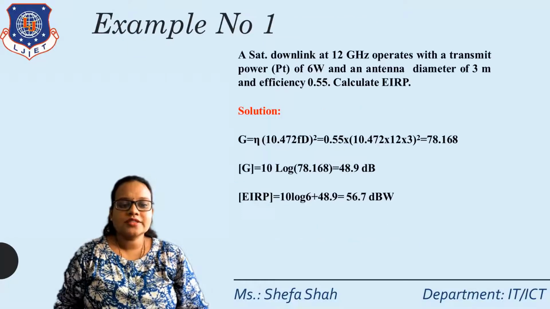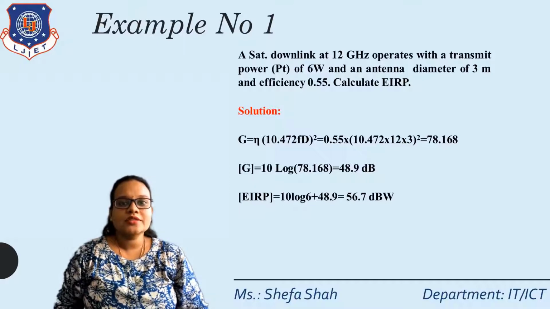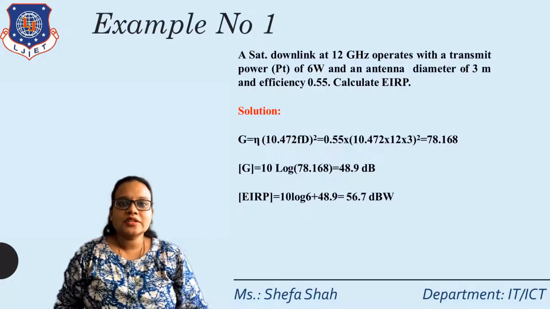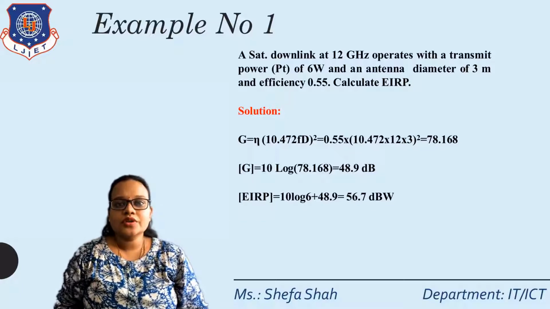Now, example 1 states that a satellite downlink at 12 gigahertz operates with transmit power PT of 6 watt and an antenna of diameter 3 meter and efficiency 0.55. Calculate EIRP. So in this question we are given the frequency, the diameter, the transmitted power, and the efficiency, and we need to calculate EIRP. As we discussed in the previous session, EIRP is nothing but the product of transmitted power and the gain of the transmitting antenna. So first we will find the gain of the transmitting antenna.